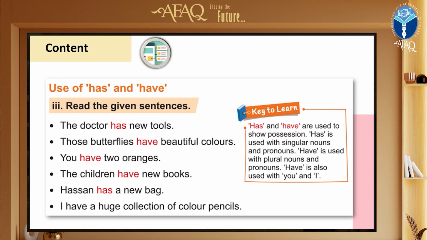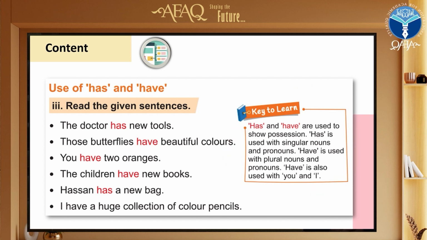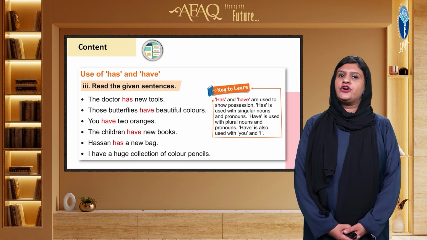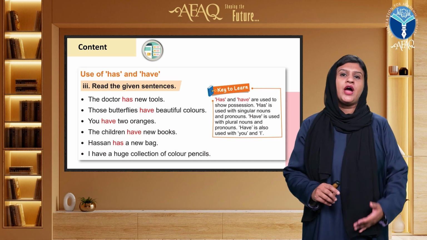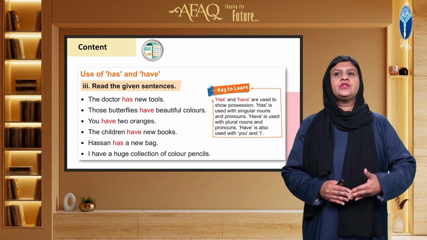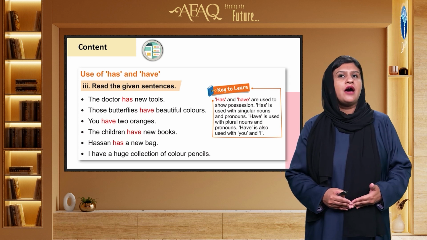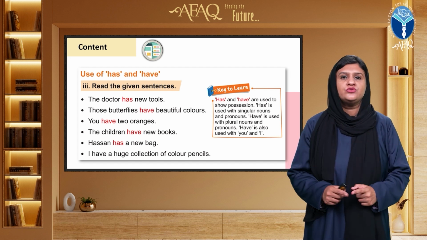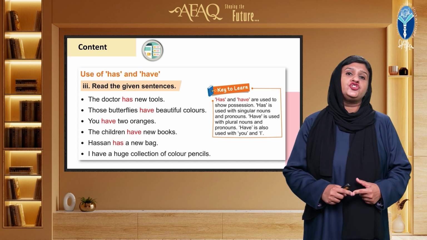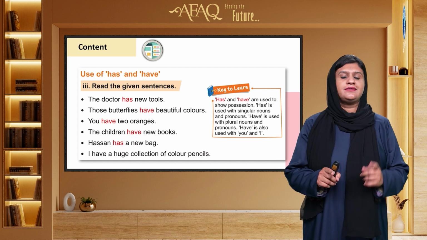Okay, the next part is the use of has and have. Let's see where we use these particular words. Has and have are used to show possession. When you possess something, they are used to show the possession. Has is used with singular nouns and pronouns, while have is used with plural nouns and pronouns. Have is also used with you and I. Listen to the difference very carefully.